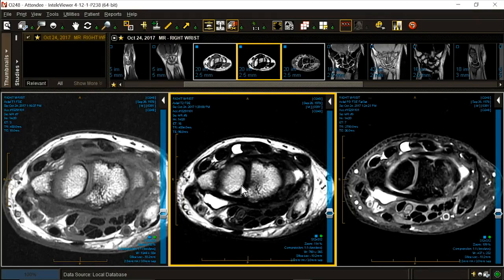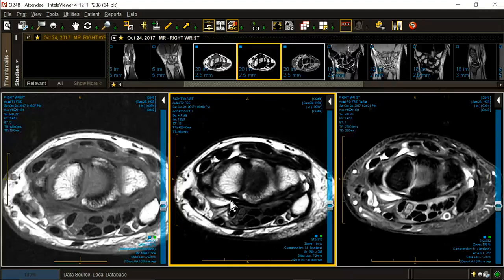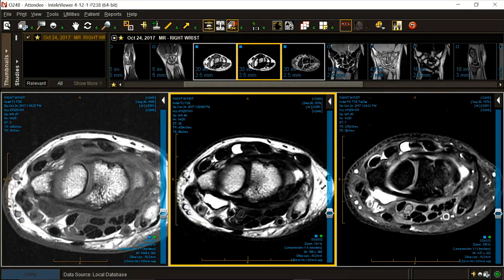Second most common place for a ganglion in the wrist, right here, near the base of the radioscaphocapitate ligament and long radiolunotriquetral ligament. And you'll see these asymptomatically, occasionally symptomatically, all the time.